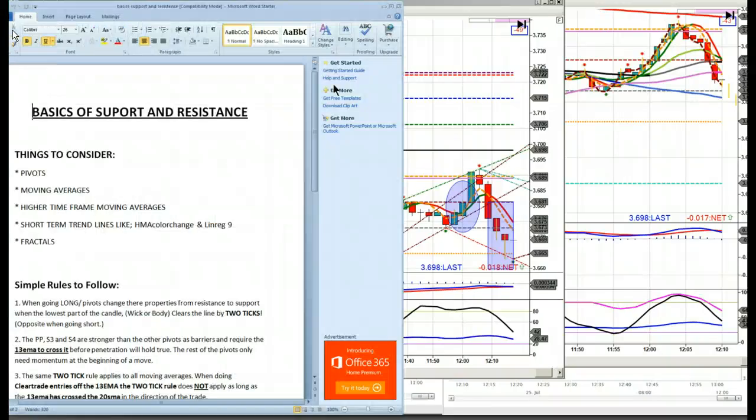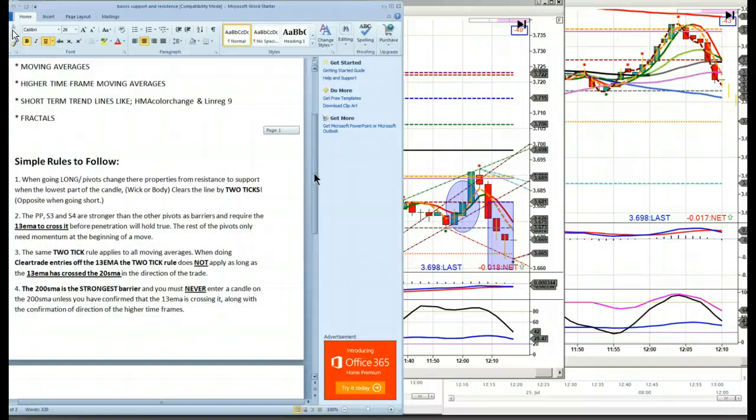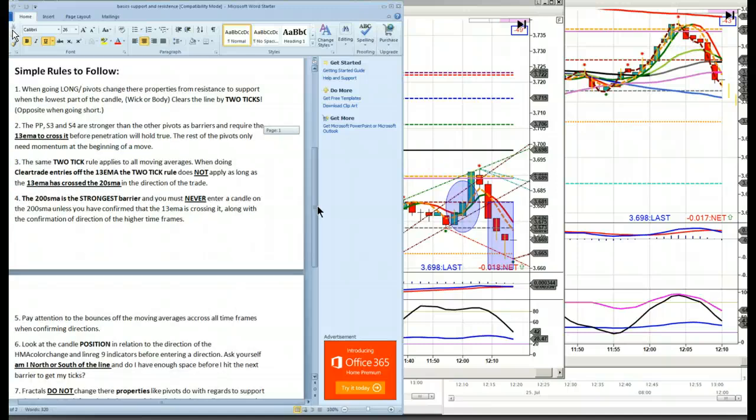So when it comes to pivots, things to consider: the PP, the S3, and the S4 are stronger than the other pivots and barriers and require the HMA to cross it, or the EMA to cross it. Here you can see, based on our 1-minute chart, that the 13 is indeed above the S3, so it's above that. So now we can see that this is a nice support point to do a trend trade.